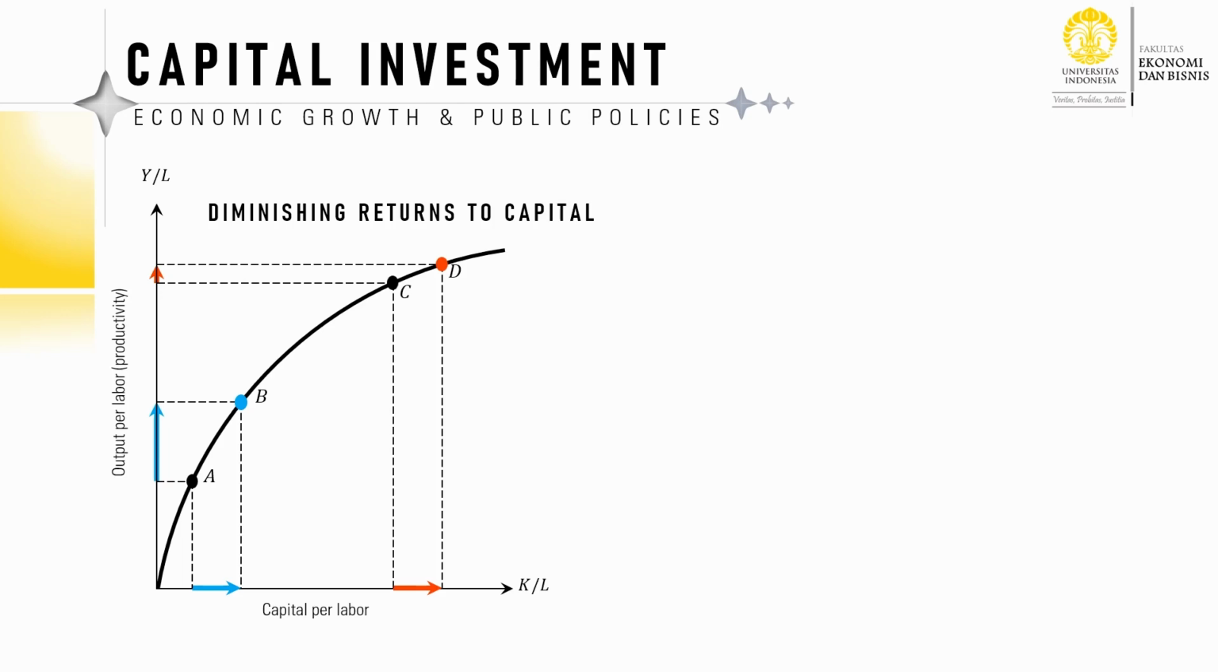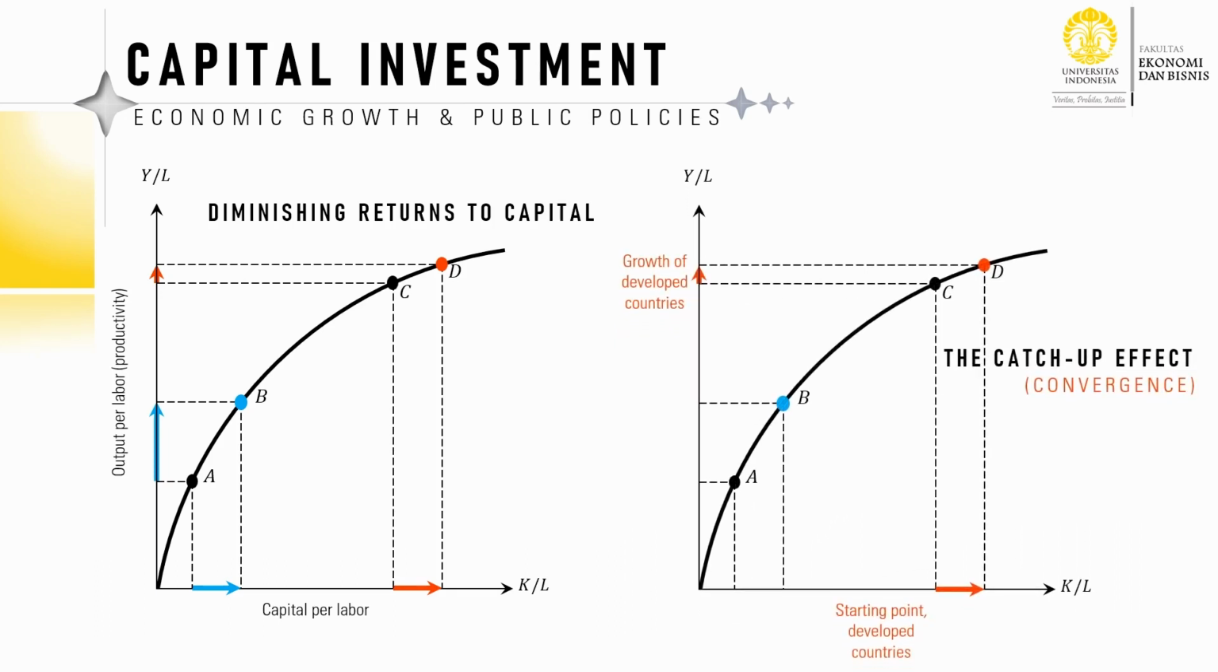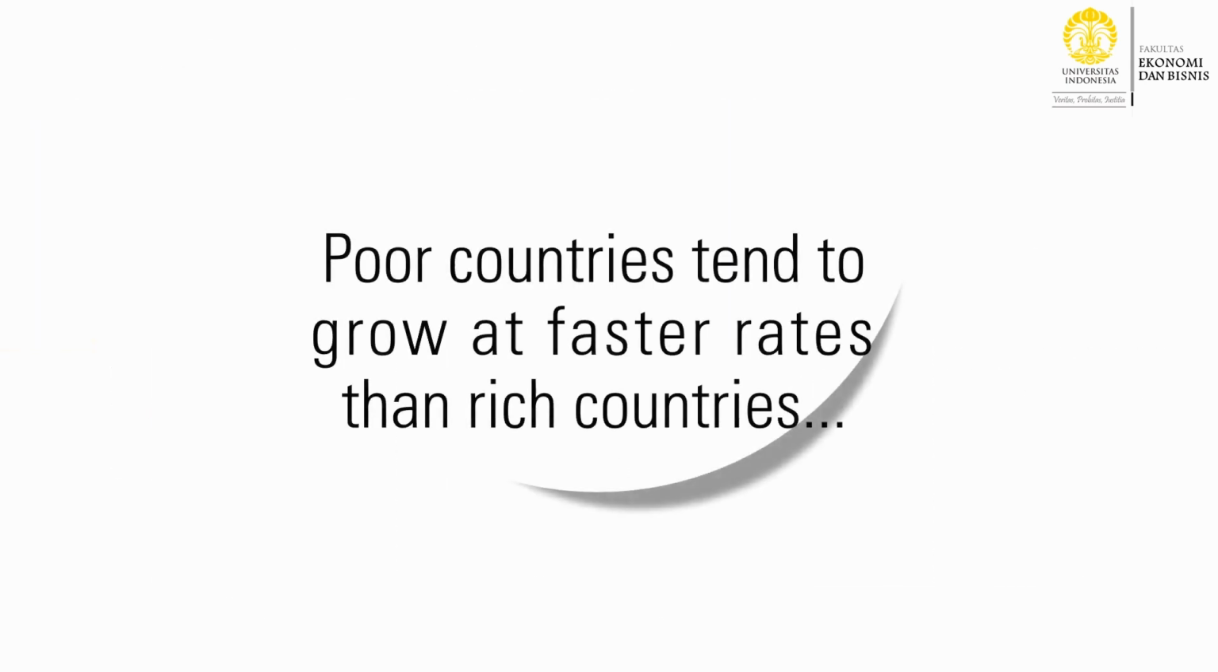Interestingly, apart from the issue, in the context of two different economies, the diminishing marginal returns to capital raises the possibility of catch-up effect like this. Countries with lower starting point of capital per labor have the potential to get a higher productivity growth. Studies of international data on economic growth confirm this catch-up effect. Controlling for other variables such as the percentage of GDP devoted to investment, poor countries tend to grow at faster rates than rich countries.